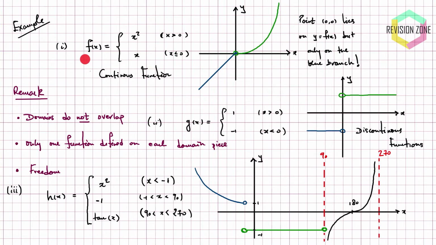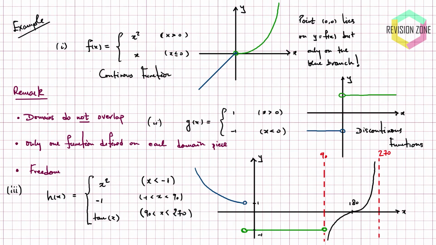So we have f of x, and our two pieces are defined here. The first piece is just our generic parabola, and the second piece is actually a straight line. The two pieces have been graphed here, and we see them in different colors. The first piece is defined for all x values bigger than 0. So x equals 0 is not included, and therefore the point (0, 0) does not actually lie on that green branch. It actually lies on the blue branch, because the second function, y equals x, is defined for x less than or equal to 0.